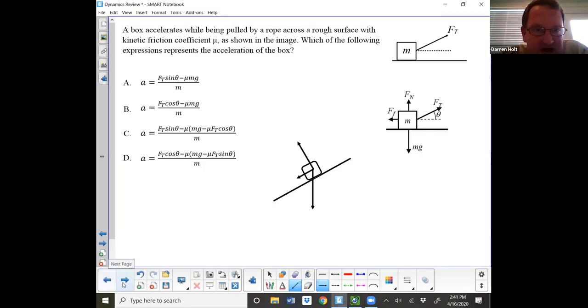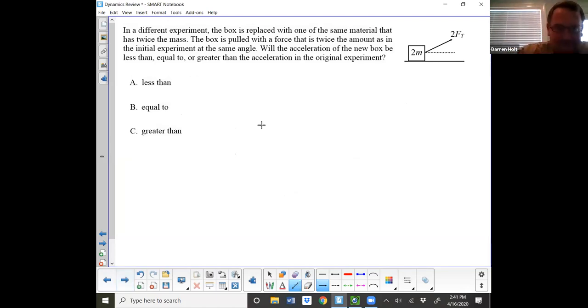Next question, still with this same scenario, just pulling a box, right, with a string at an angle, at a constant angle. Please take a minute and a half or so to think through this particular question.